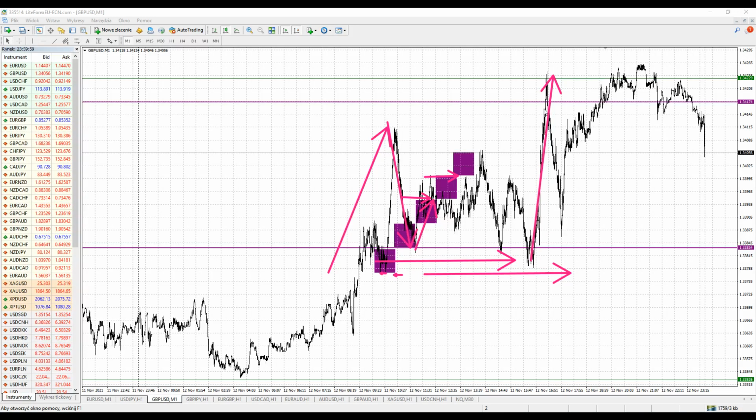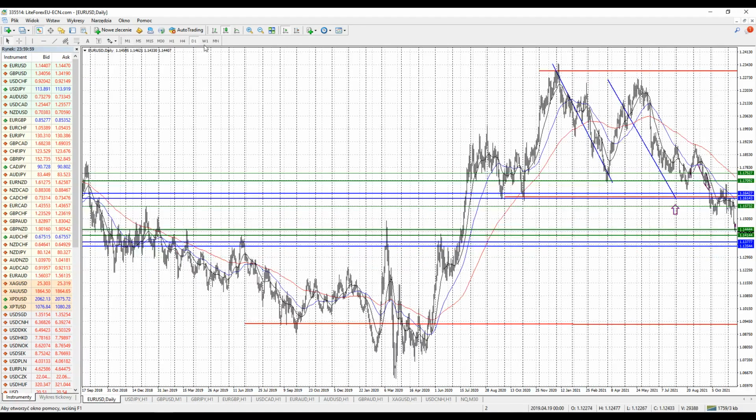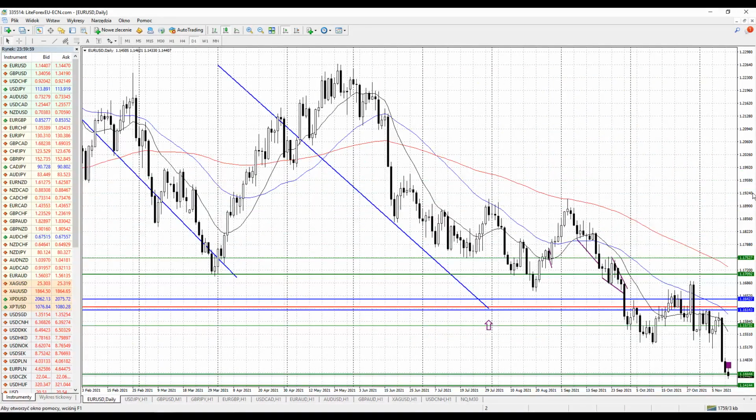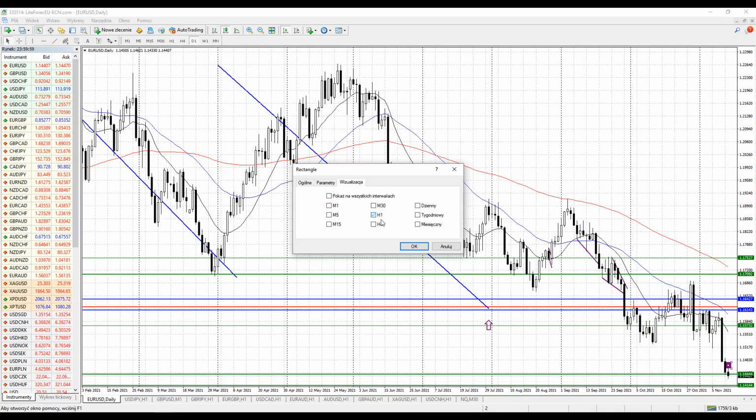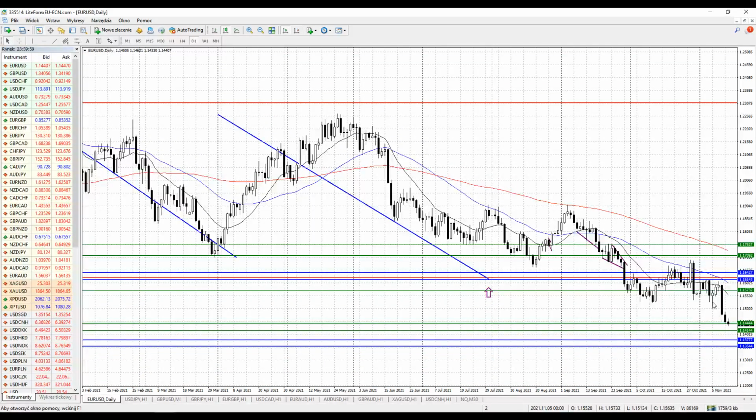All right. The second thing I would like to discuss, less favorable for me because I do prefer to work with horizontal lines, is to work with moving averages, right? So that's the euro dollar. The first important thing is where we are when it comes to the horizontal lines, all right? I've got the lines prepared here already.